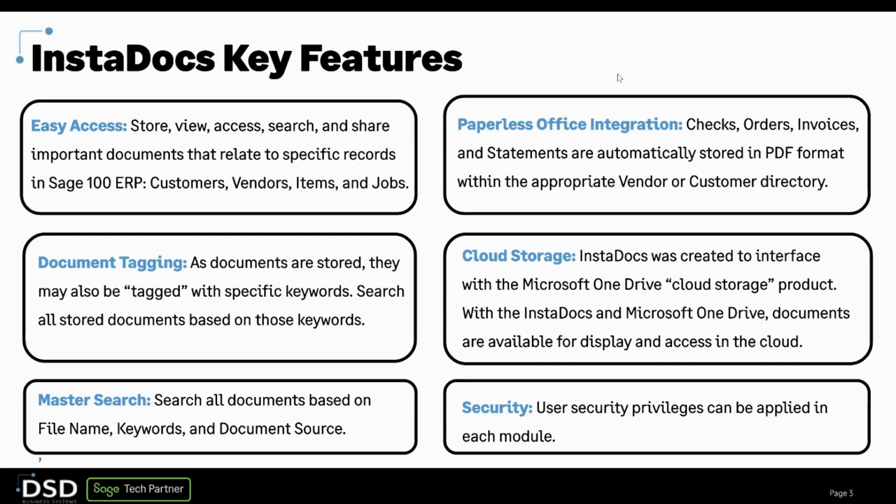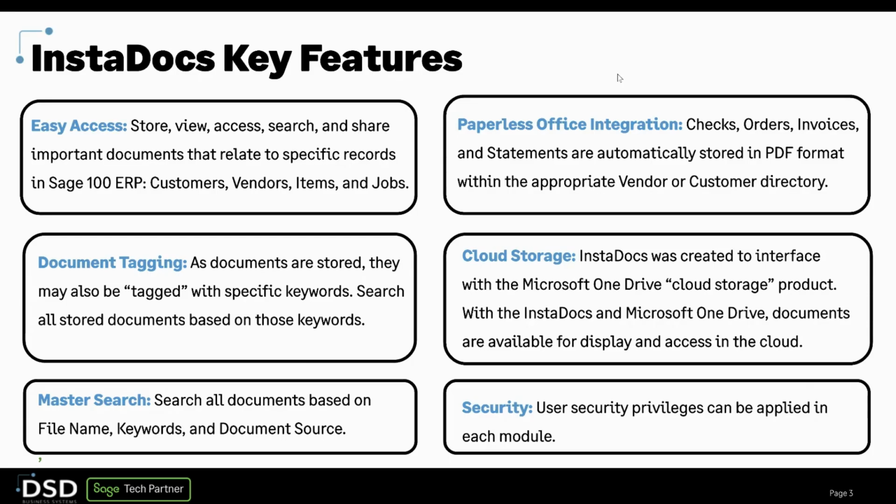The fourth key feature is paperless office. In standard Sage 100, Sage has allowed users to print reports, journals, registers, and forms in a PDF format. With InstaDocs, we've taken that feature one step further. We've enhanced form printing programs such as check printing, order printing, and invoice printing, so that after you print the forms, you will be able to save those documents into the appropriate vendor or customer directories.